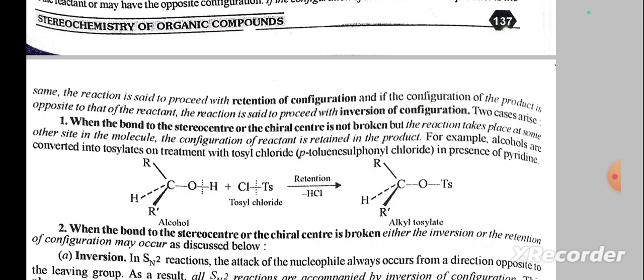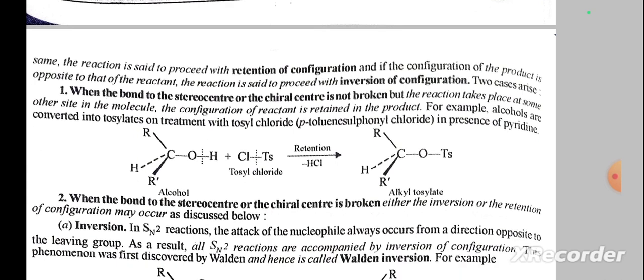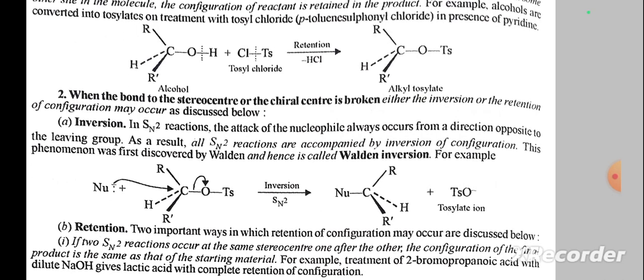Two cases arise. First, when the bond to the stereocenter or chiral center is not broken, but the reaction takes place at another site in the molecule, the configuration of the reactant is retained in the product. For example, alcohols are converted into tosylates on treating with tosyl chloride in the presence of pyridine. When the bond to the stereocenter or chiral center is broken, either inversion or retention of configuration may occur, as discussed below. First, inversion.